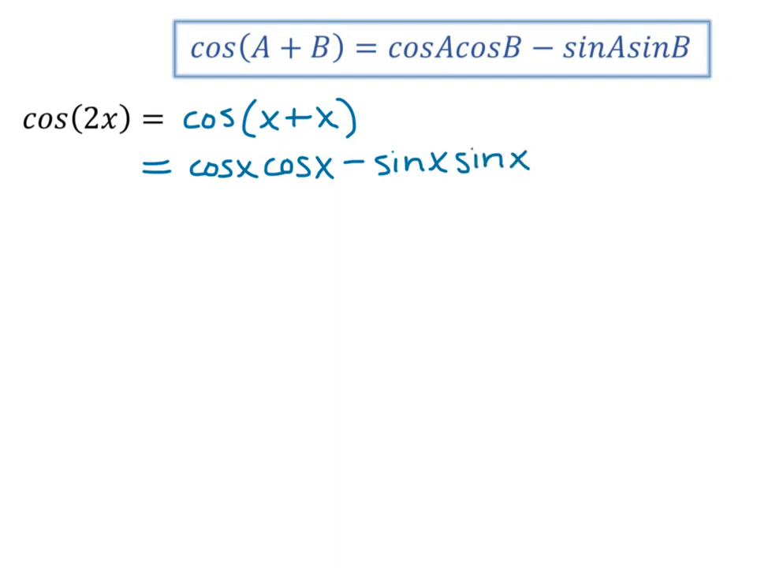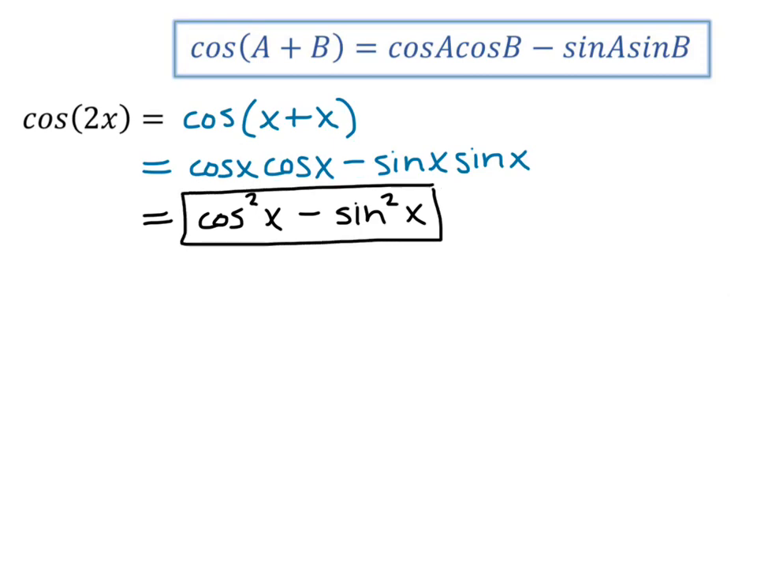And then by multiplication, cosine times cosine is cosine squared x, minus sine times sine is sine squared x. So the first version for the double angle for cosine of 2x is equal to cosine squared x minus sine squared x. And now to derive the other two forms. The other two forms come from the Pythagorean identity.